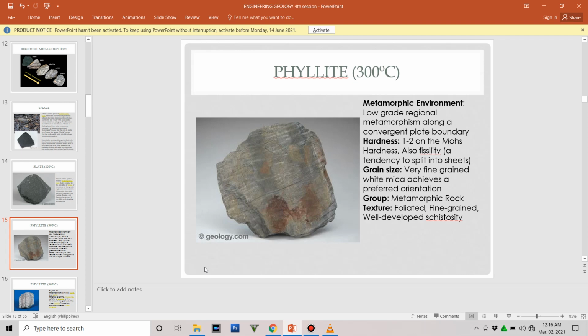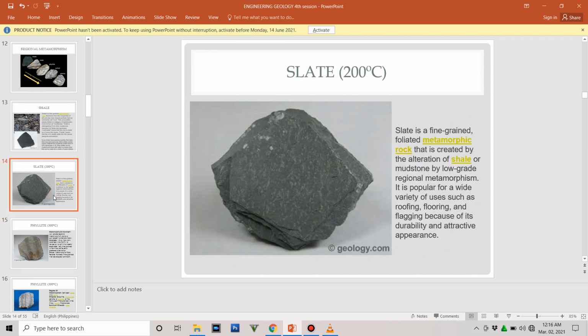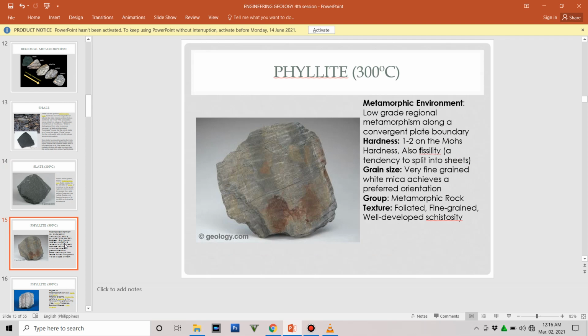Okay? Pero hindi naman gaanong foliated, but it is much more foliated compared to your slate, ano? Ito parang yung mga foliation niya, parallel nga yan, but it is not that obvious. So here, kita mo naman may mga stripe na siya. Okay? So phyllite, that is phyllite. But not that too obvious.